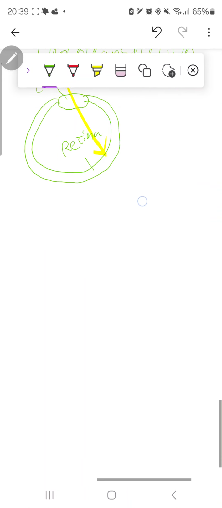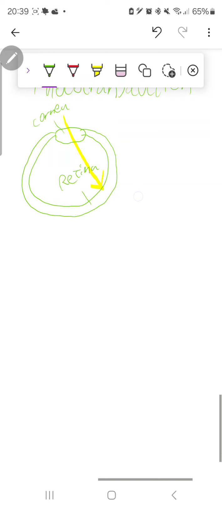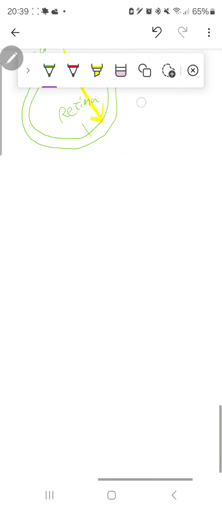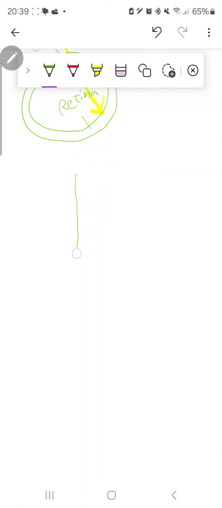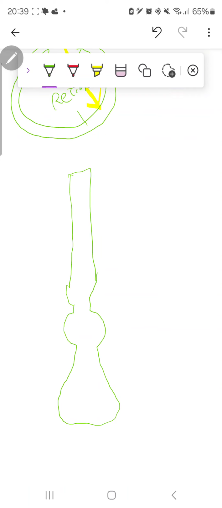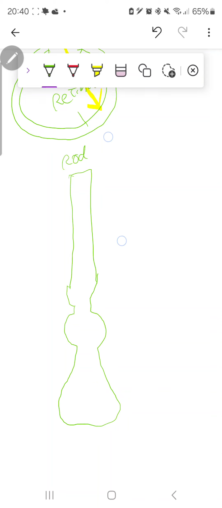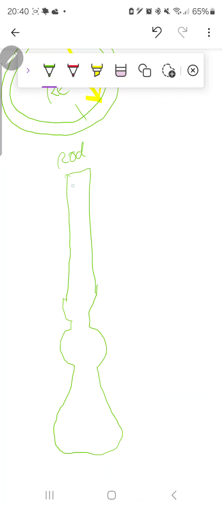And we have two types of photoreceptors in the retina, which are called cones and rods. So it looks somewhat like this, I guess. And this is a rod, and in these rods there are membranous discs, which will look somewhat like that.